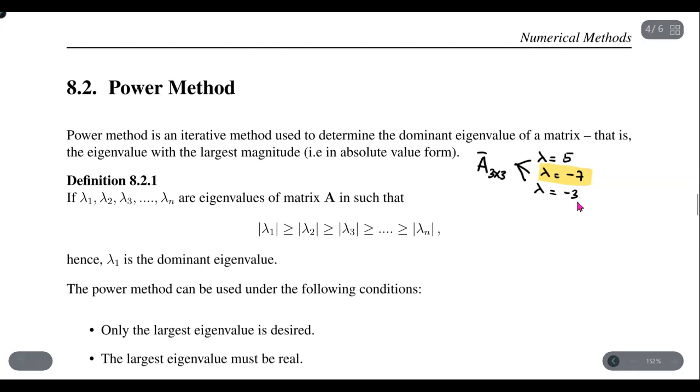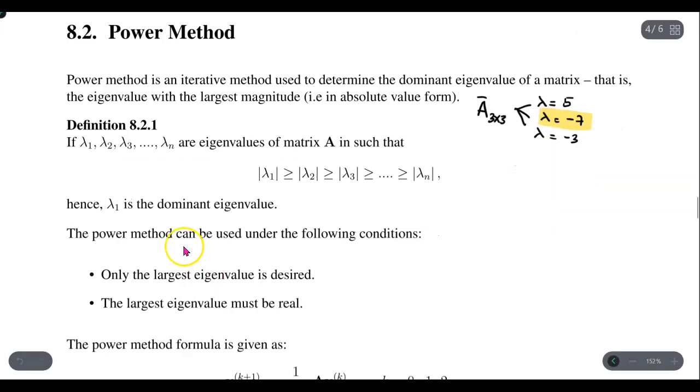But when it comes to the writing, you say that therefore the dominant eigenvalue of a matrix A is -7. So you take the actual sign of the eigenvalue. So put -7 in your answer. But you take the absolute value just to identify which one is the largest.